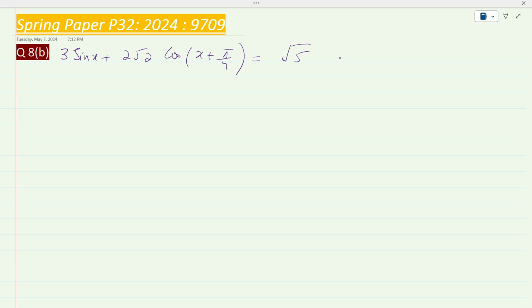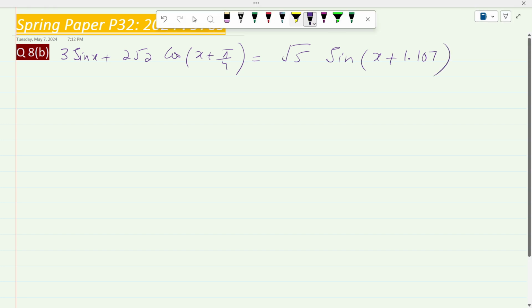Question number 8, B part. We have an equation which we have to solve, but before that, let's recall what we have done so far. We have done this R form: 3 sin x plus 2 root 2 cos of (x plus pi over 4) is equal to root 5 sin(x plus 1.107). Okay, now what is in the B part?